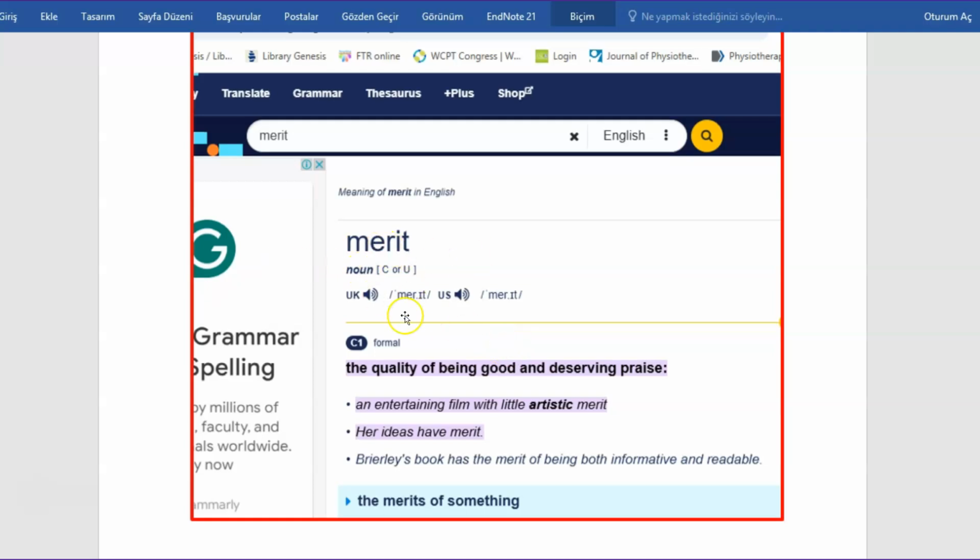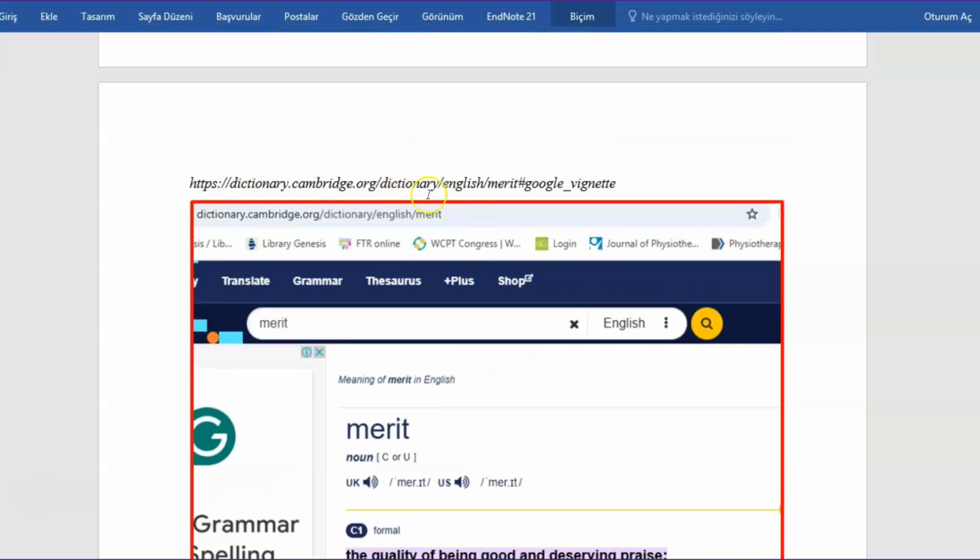The word merits means actually the quality of being good and deserving praise. Okay, it's C1, it's advanced vocabulary. For example, an entertaining film with little artistic merit, or her ideas have some merit. Okay, and for extra knowledge and details, you can take a look at the Cambridge dictionary.